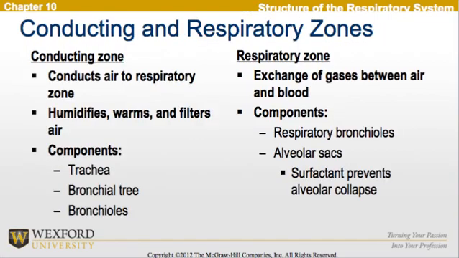Now looking at conducting and respiratory zones, we'll see that the conducting zone is where we conduct air to the respiratory zone. It humidifies, warms, and filters the air. The components of the conducting zone are the trachea, bronchial tree, and bronchioles. If we move to the respiratory zone, we see that this is where the exchange of gases between the air and the blood happens. The components are the respiratory bronchioles and the alveolar sacs, where surfactant prevents the alveolar collapse.